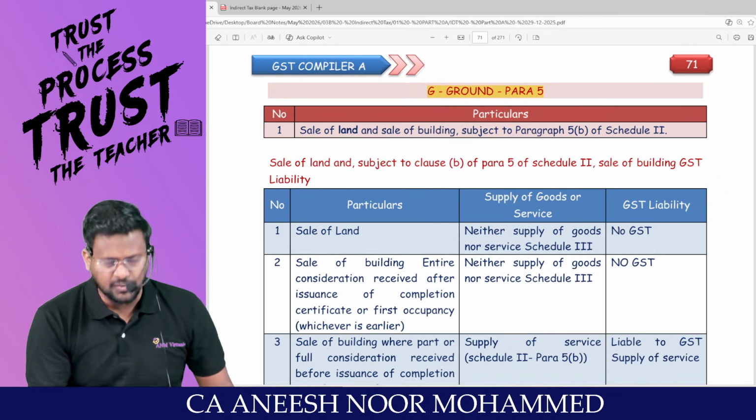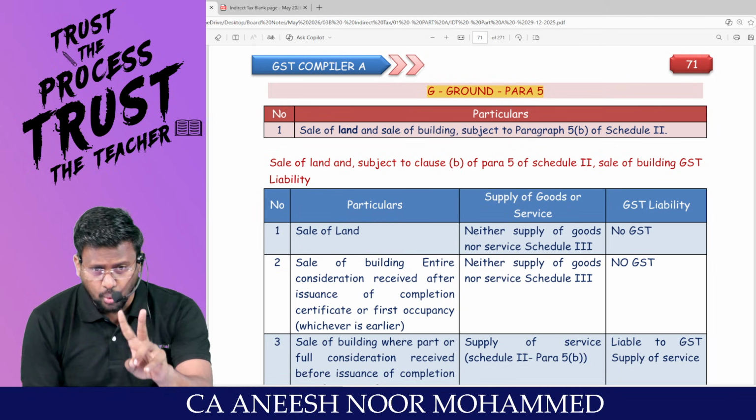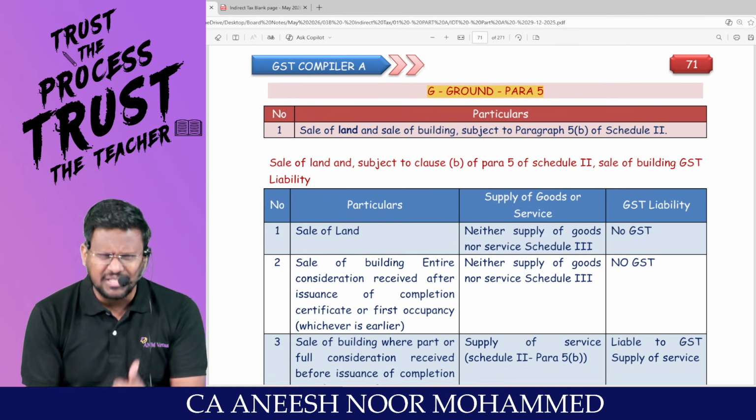And G stands for ground. Ground includes two items, my dear lovable students. One is land.